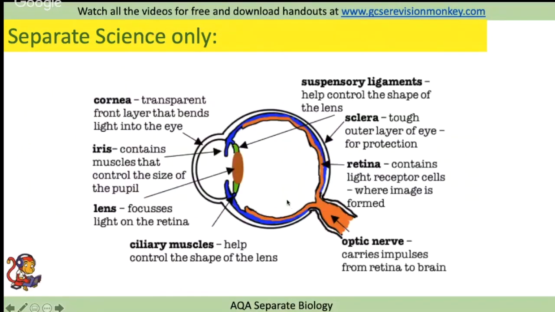Last bits then, I promise you. A couple of minutes on the eye. I'm not going to go through the main bits. You can have a look at those yourself if you want to pause it or come back a little bit later on. But you need to know what each bit of the eye is called and what it does as well.